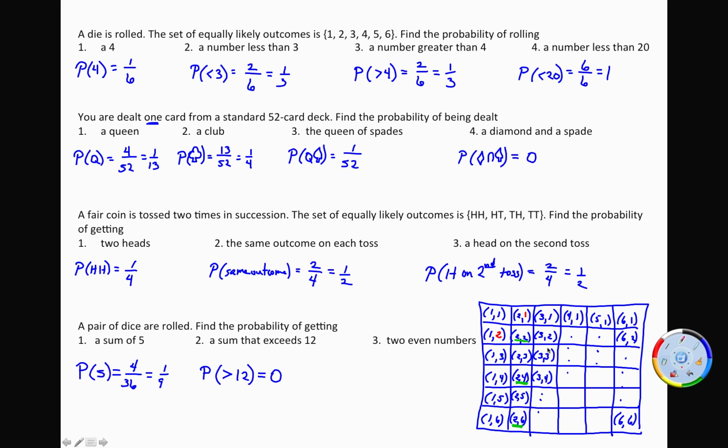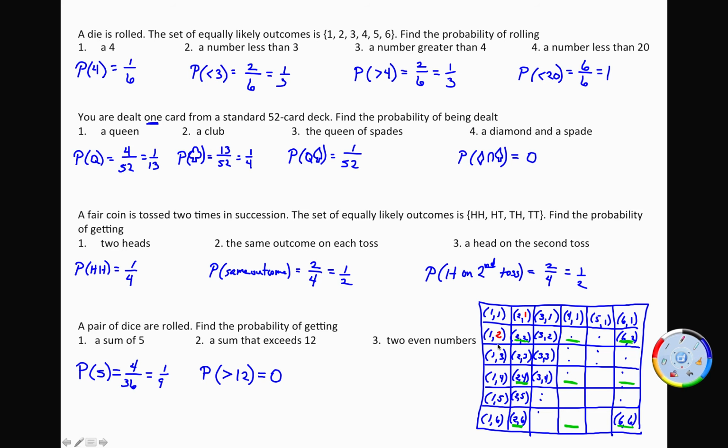Nothing in this column will be both even because one's always a 3. But over here, I've got a 4, 2; a 4, 4; and a 4, 6. Nothing here because one of them's a 5. But here's my 6, 2; 6, 4; and 6, 6.